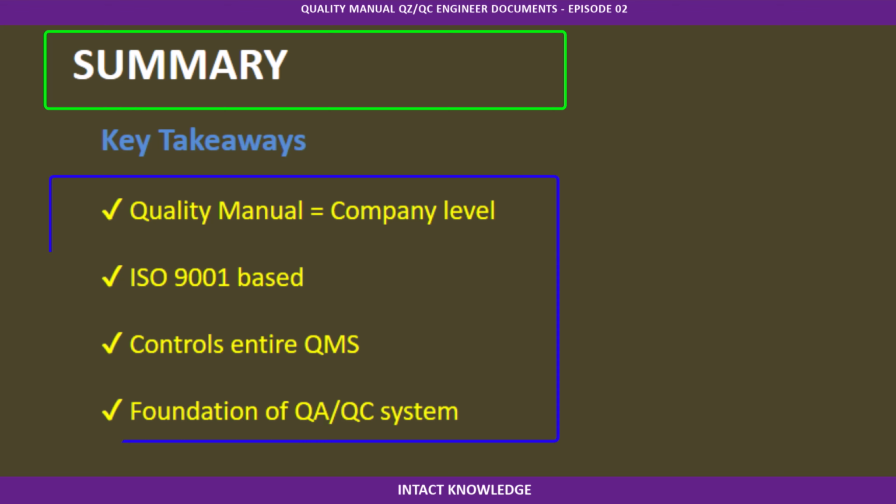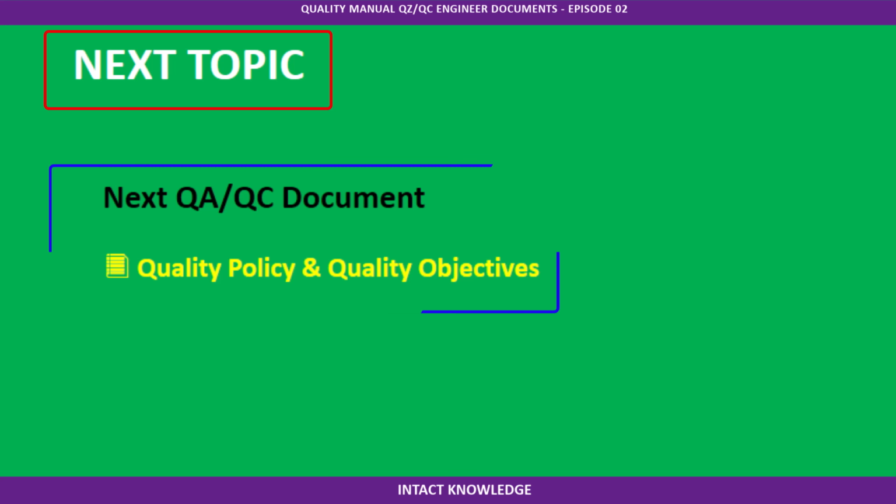Summary. In short, quality manual equals company-level document, ISO 9001-based, controls entire QMS, foundation of QA/QC system. To summarize, the quality manual is the foundation document of a company's quality management system. In the next video, we will discuss quality policy and quality objectives, which are derived from the quality manual.